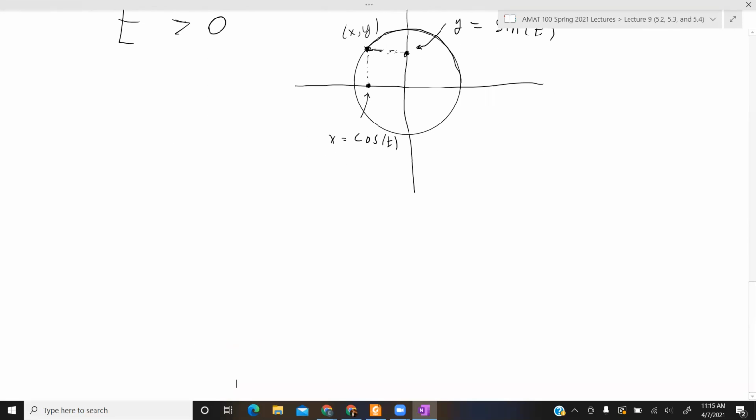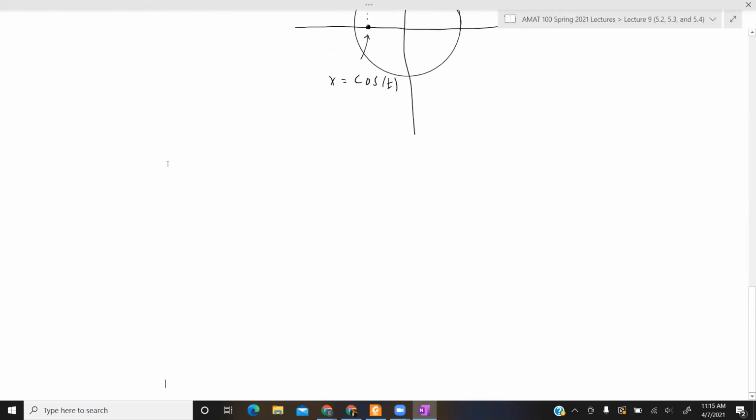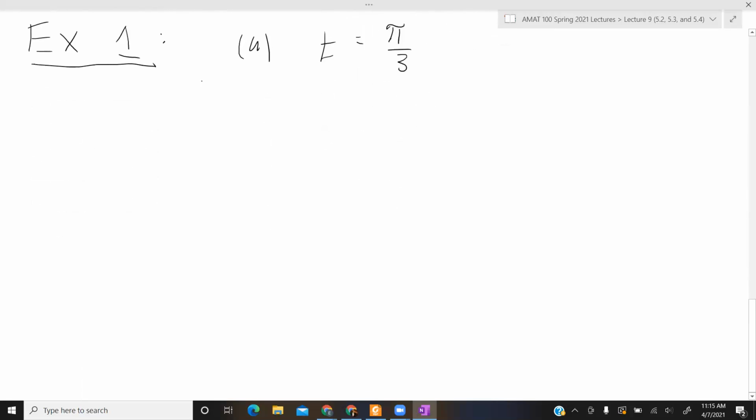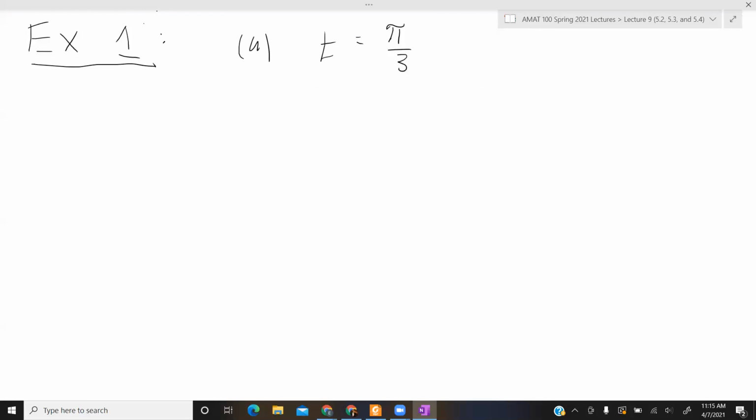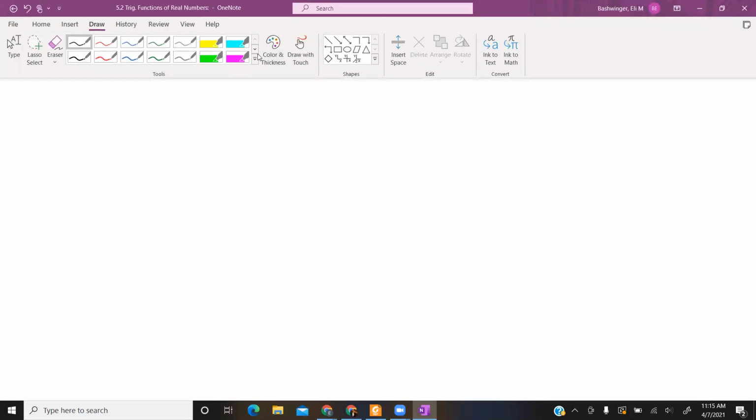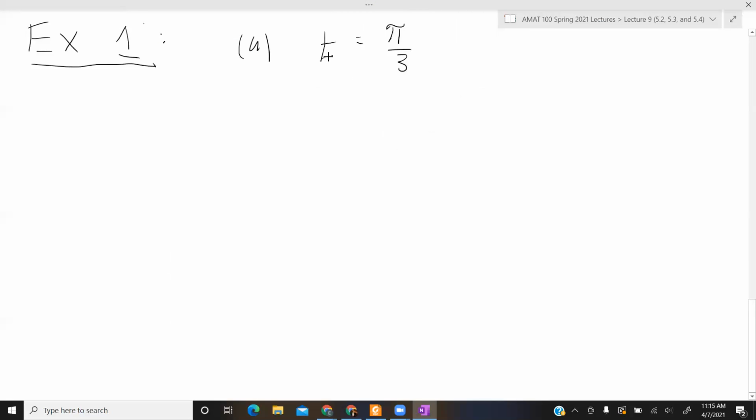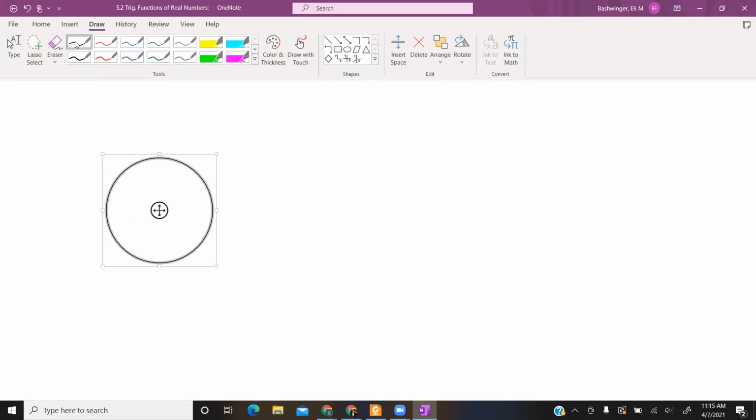So let's look at some examples. This is example 1, part A. We're given a t value of pi over 3. It's always good to write down our unit circle with all the basic arc lengths, I guess is what you would call them. So let's draw our unit circle.